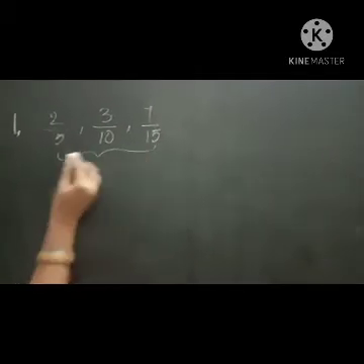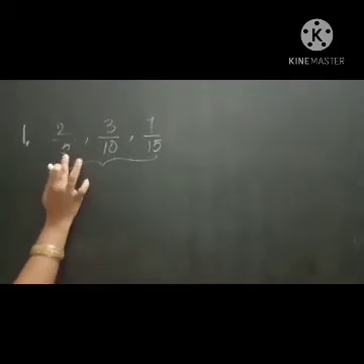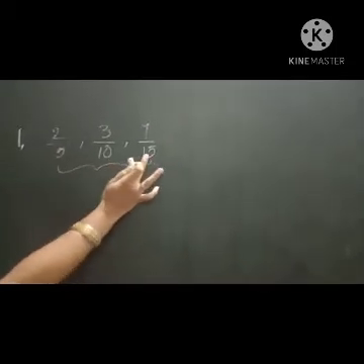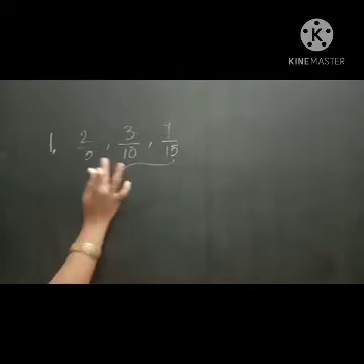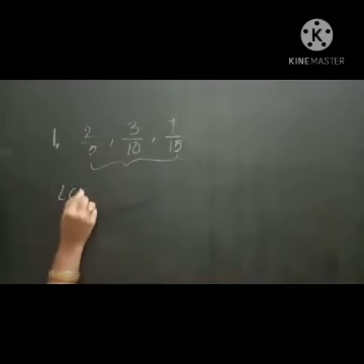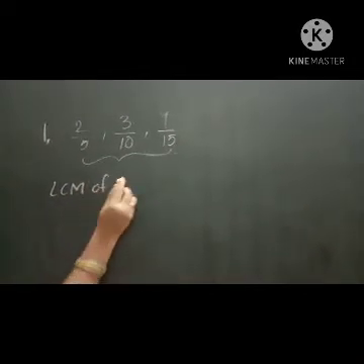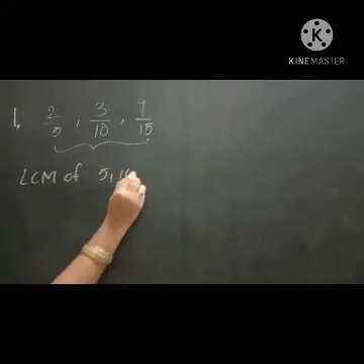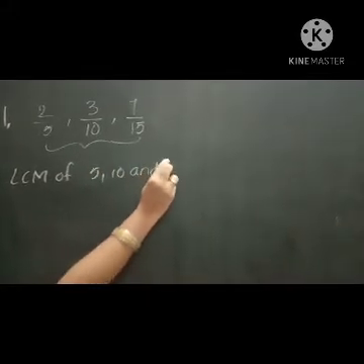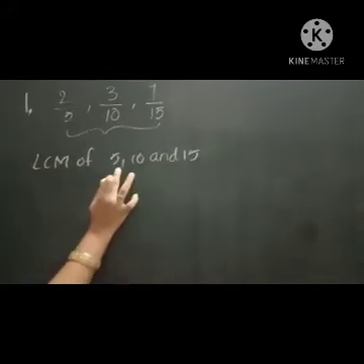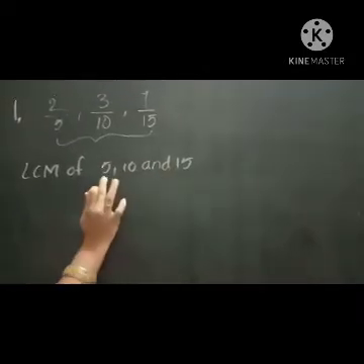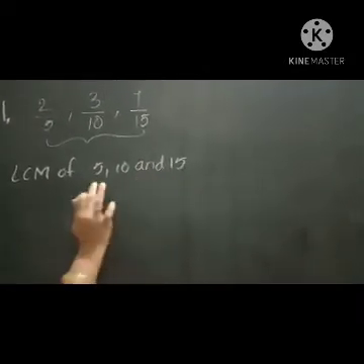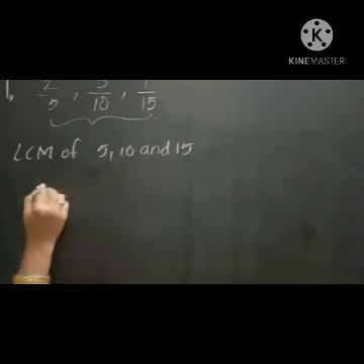Now here see the denominators, children. What are the denominators here? 5, 10, 15. We have to do the LCM of these three numbers. LCM of 5, 10 and 15. Now we have to do the LCM of three numbers. So what are the numbers?